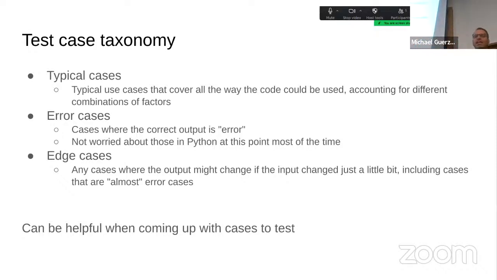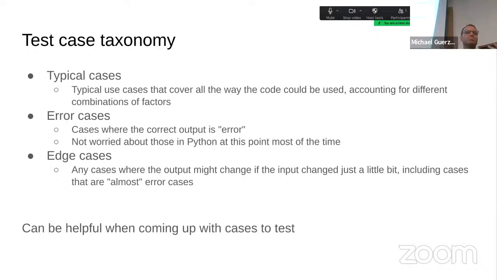Edge cases would be any cases where the output might change if the input is changed just a little bit. It could be a situation where if you change the input just a little bit, then it's an error case. For example, if the function is expecting just positive inputs and you input a 0, that's an edge case, because a negative in that case might be considered an error case. It could also be a situation where the input would change, not necessarily from error to not error, but from any one thing to any other thing. That might also be an edge case.